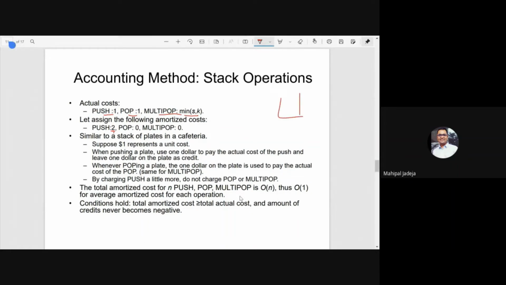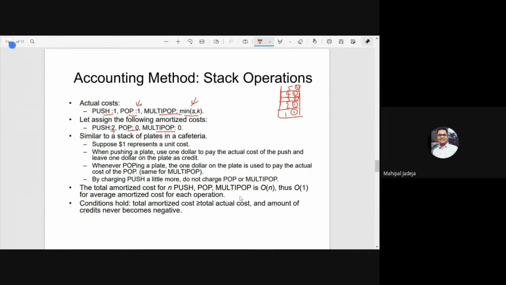So let's say I'm pushing these elements 1, 2, 3, 4, and 5. The actual cost is 5, but I am spending 10 units here. So 1 will be stored with each of these objects as credit. And this 1 will be used in future whenever we call pop or multi-pop operation. In real, pop will take 1 unit of cost. In real, multi-pop will take, if we are removing k elements, k units. But with this credit system, I don't need to pay at all for pop as well as multi-pop now.